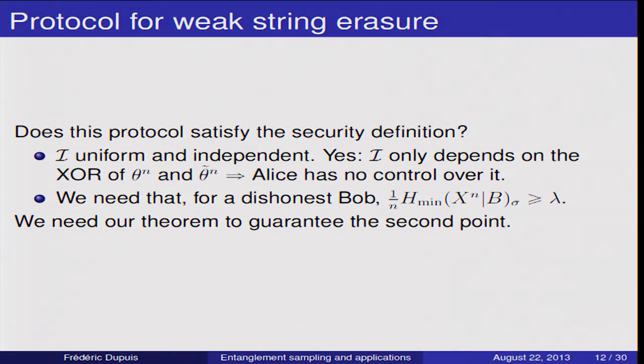And now the second point is a bit trickier. We need that for a dishonest Bob, who does anything he wants, we ensure this min-entropy condition is satisfied. And so this is what our theorem is going to address. We'll have a tool that allows us to get lower bounds on this quantity in fairly general settings. So not just this bounded memory setting, but other types of physical limitations.